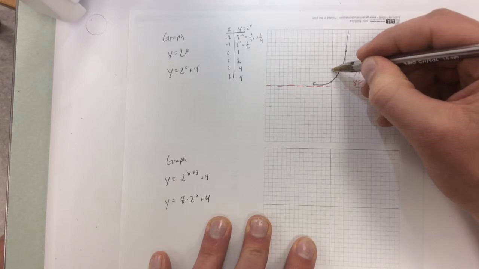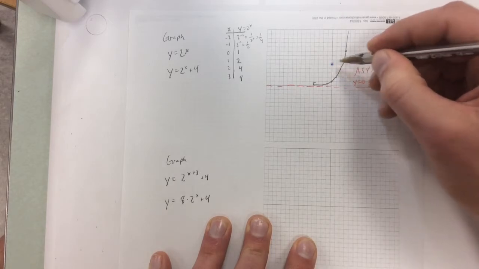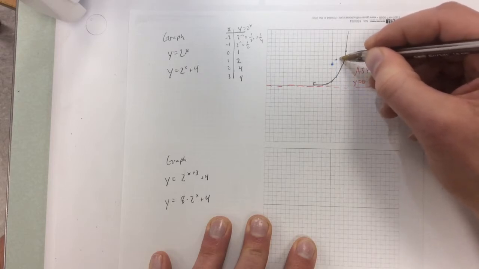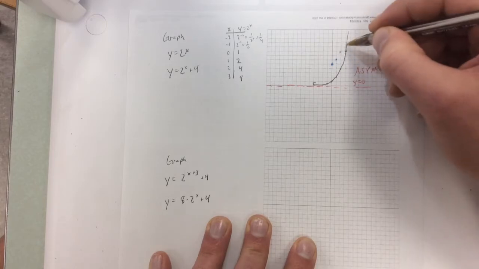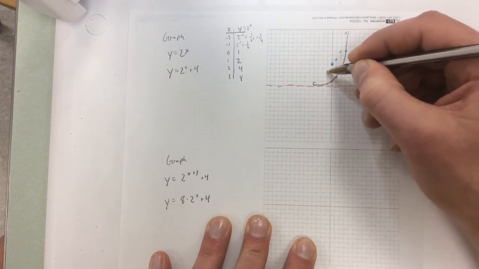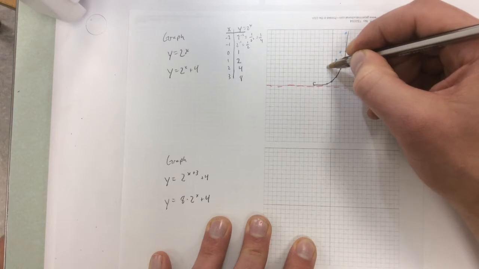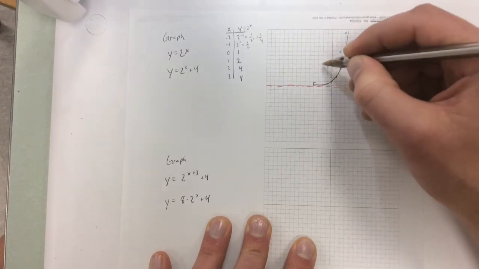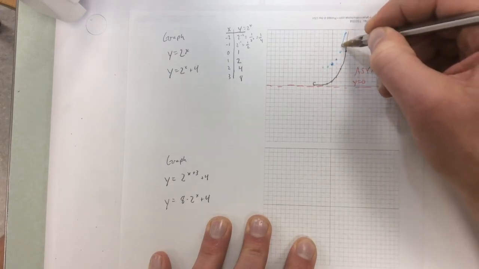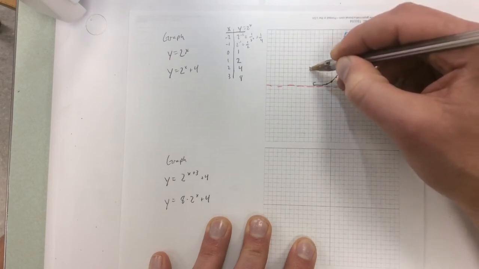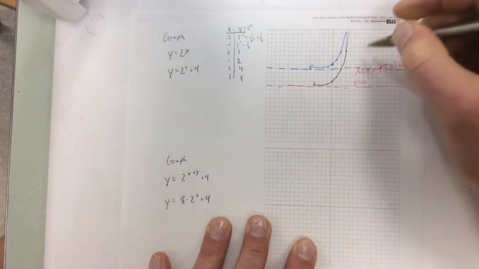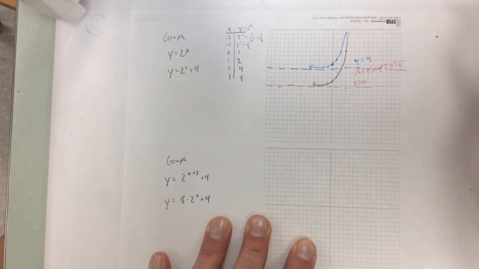1, 2, 3, 4. And that means the asymptote also shifts up as well. So our new asymptote here would be at y is equal to 4.